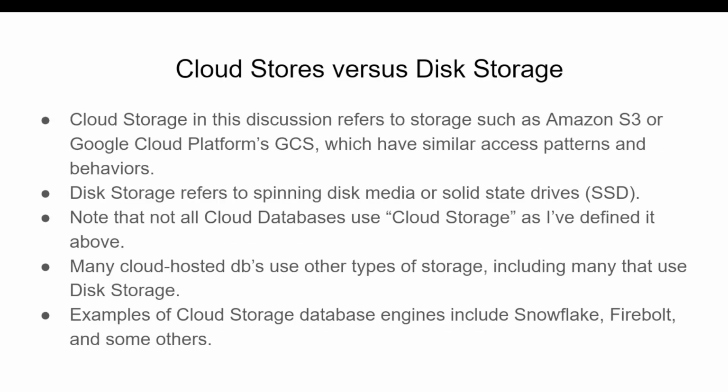In this talk, I'll be discussing cloud storage versus disk storage. Cloud storage is storage like Amazon S3, Google GCS storage, Oracle Cloud Storage, etc. These object storage models are all similar at a high level. Disk storage is traditional spinning disk storage, which is also available in the cloud if you use standard compute instances. Note that what I'm calling cloud storage databases use cloud storage as I described above.